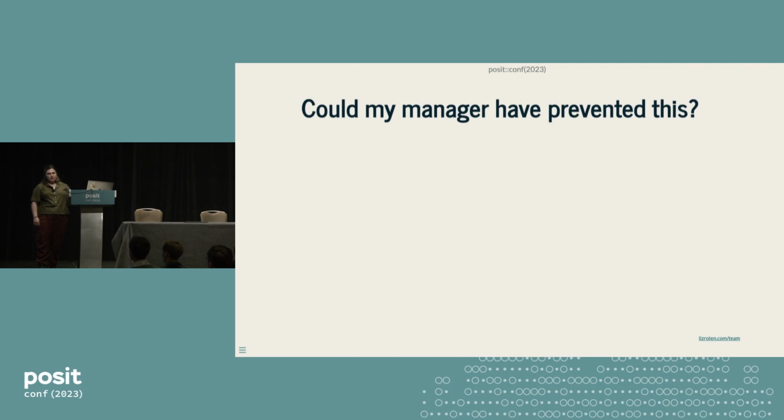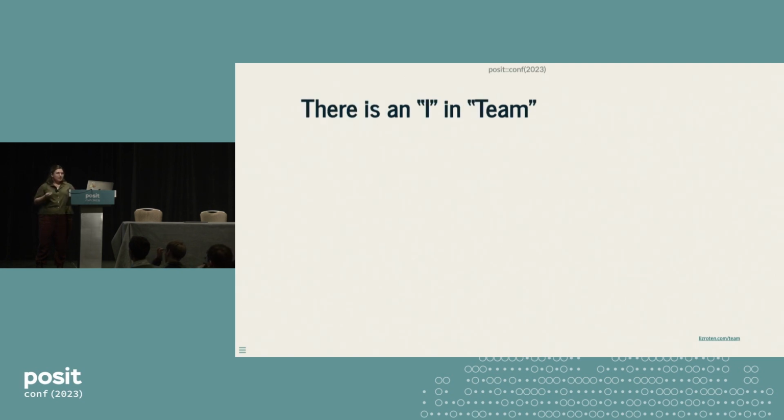And the next question is, could my manager have prevented this? And the answer is no. My manager could not have prevented this. This is an interpersonal team thing. And that's where my argument comes in. There is an I in team, because teams are groups of individuals working together. Note I in individuals.